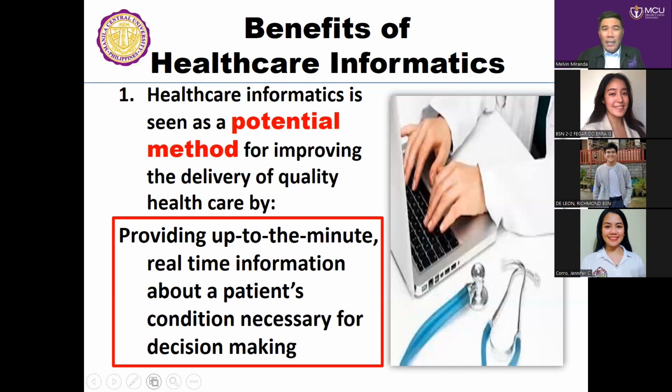And I think the potential method that has been emphasized in this perspective of improving the delivery of quality healthcare is the real-time access. If you have the real-time access of those information, the real-time advices and orders of the doctor, this will give us the idea of timely interventions to prevent or to attend to the patients who may need emergencies or who may need to prevent complications.